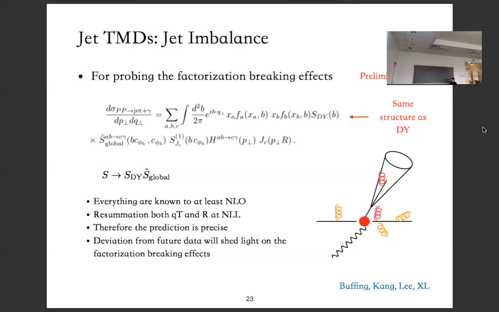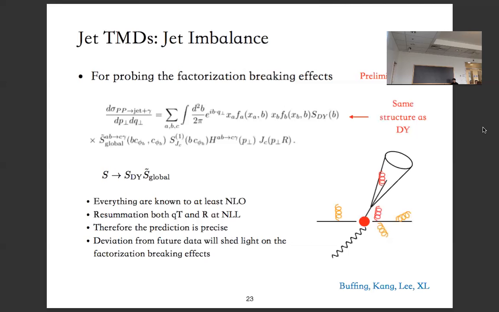The factorization theorem is derived for small jet radius, but as I said, in practice, it can be extended to large jet radius for no reason. I don't know why, but practically, if you just do the expansion and the comparison, it's a very good approximation for a large range of PT. This has been found in lots of processes, actually.